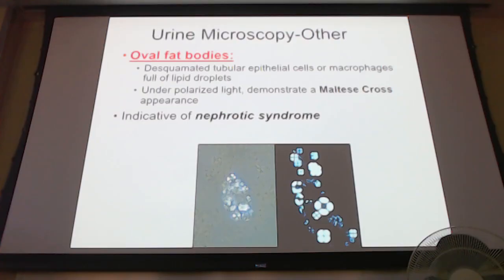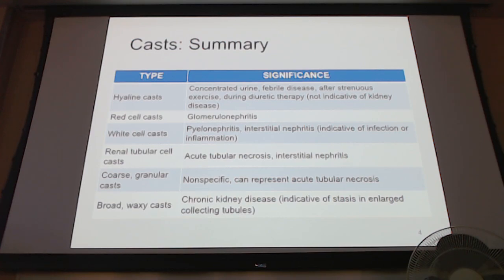Oval fat bodies. I've mentioned oval fat bodies a lot. Good chance you're going to see a question that involves oval fat bodies on the exam. Know the different types of casts. So we talked about white cell casts already, but I highly recommend that you review this chart. It will be helpful. Any questions on any of these casts?